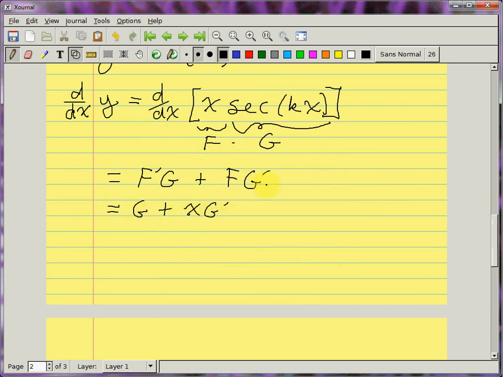So now we have to figure out what's going on with g, so let's just do that off to the side. So g is secant kx. So what should g prime be? Well, this is where the chain rule comes in. We haven't used it yet.